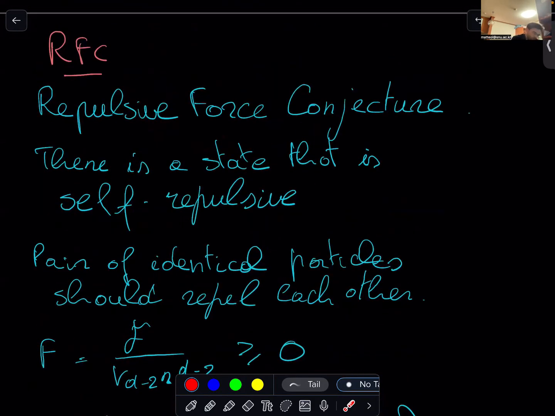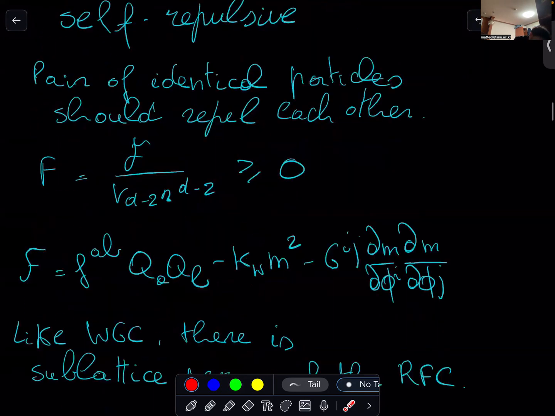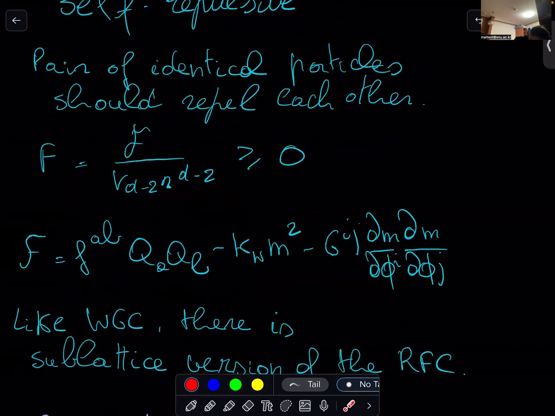So here I have a statement of the repulsive force conjecture, which is from 2016, Ben and friends. Again, something else that probably everyone is familiar with. The statement is that there is a state, and it doesn't need to be a single particle state, it can be a complicated state that is self-repulsive. And so the self force, which is expressed in these terms, must be greater than or equal to 0. In every one of these conditions, the equality, or someone who saturates a bound, is also a good solution for us, right? So for the RFC or for the WGC, those are good solutions.